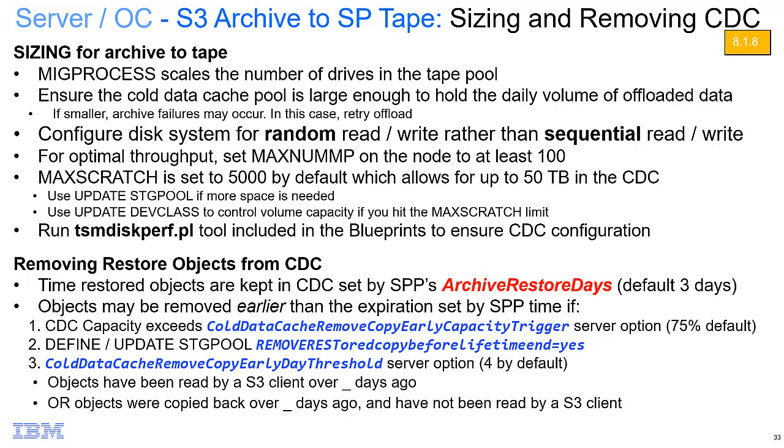And so the objects that have been read by an S3 client have to have been over 4 days old if you took the default, or the objects that were copied back have to be over 4 days ago and not have been read by an S3 client since then. So if all 3 of those were met, then it would delete the data from your cold data cache that had been staged there for restores.